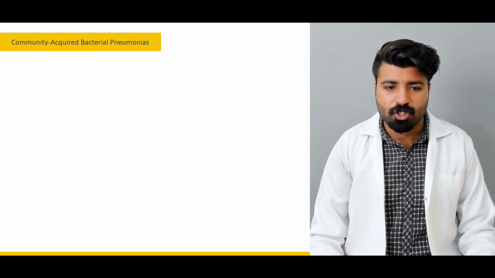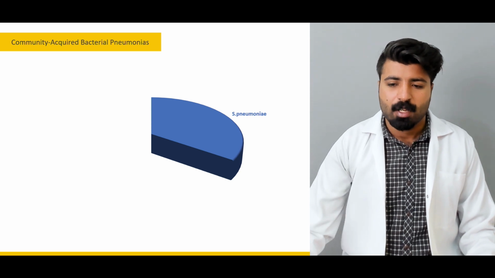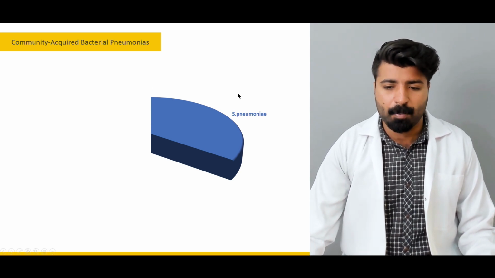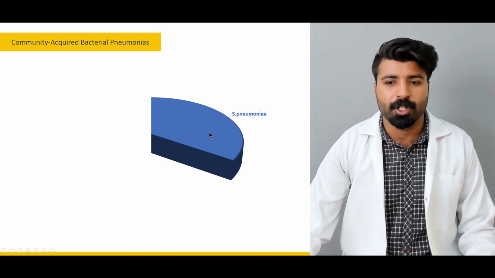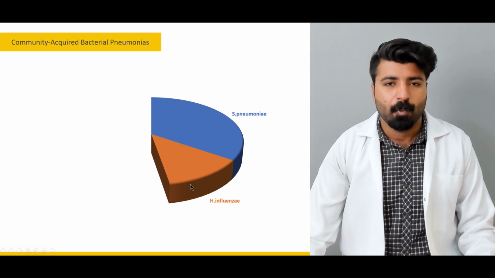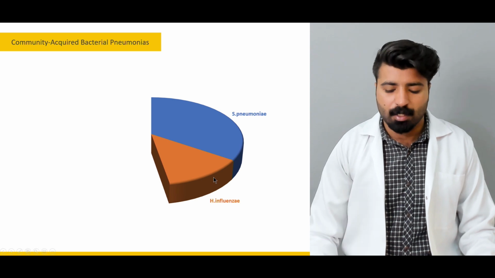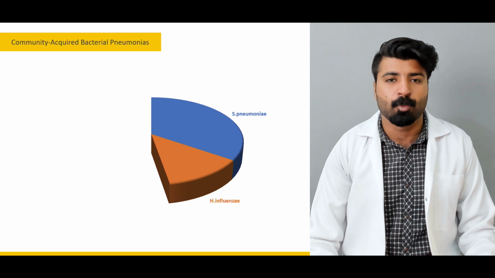Let's see a chart here which shows that this whole part of the circle is caused by Streptococcus pneumoniae, meaning at least 40% of all the pneumonias are caused by Streptococcus pneumoniae. Further, we have H. influenzae. H. influenzae will be the second most common cause of pneumonias.